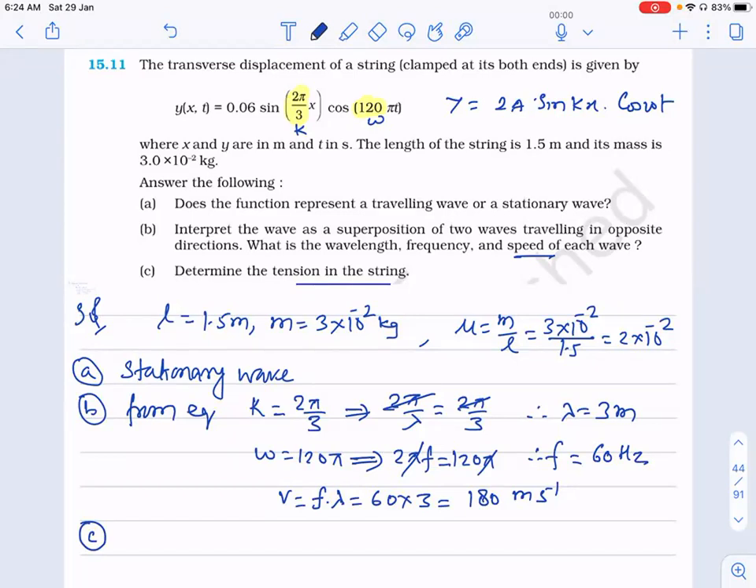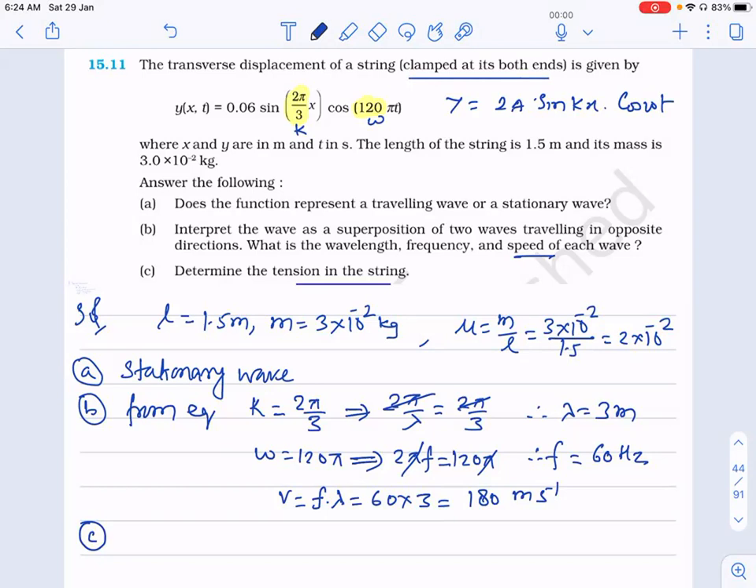So T is equal to root YG. That was one particular case, the pulse case, when the rope was hanging vertically and it had some mass. Of course here also mass is there, but here it is clamped between the two ends.